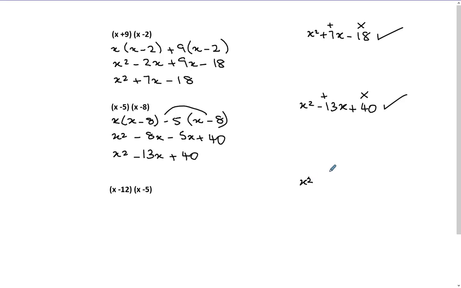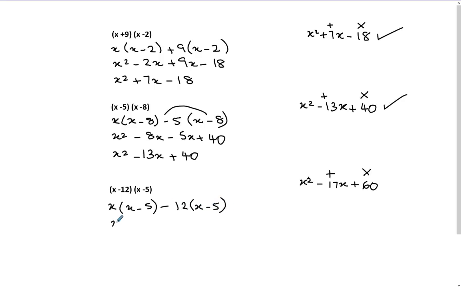Okay, we're cheating here. X squared minus 12 plus minus 5 is minus 17, and that's what's attached to the x. You multiply. Minus times minus is positive. 12 times 5 is 60. Expand away. X times x minus 5, minus 12 times x minus 5.